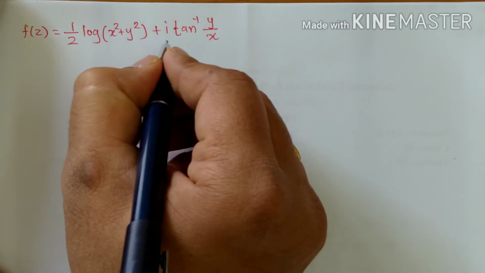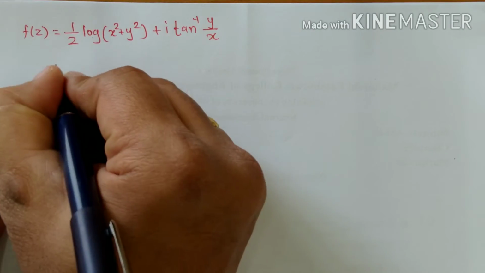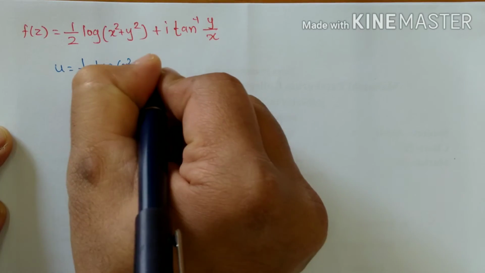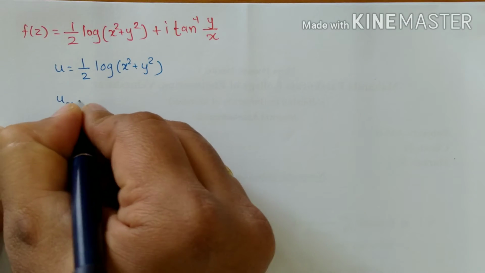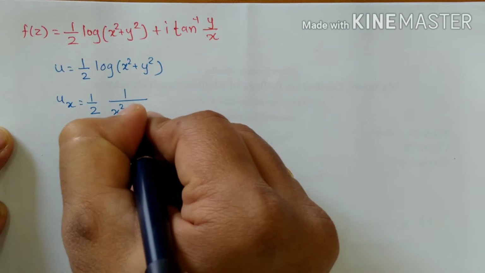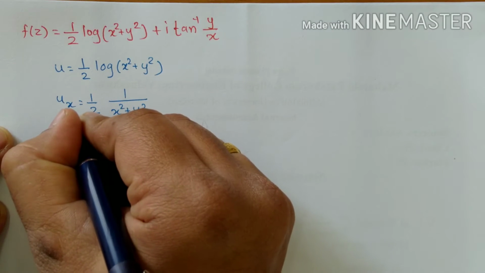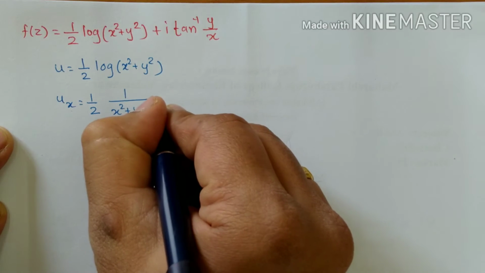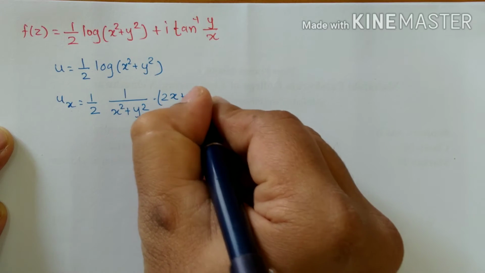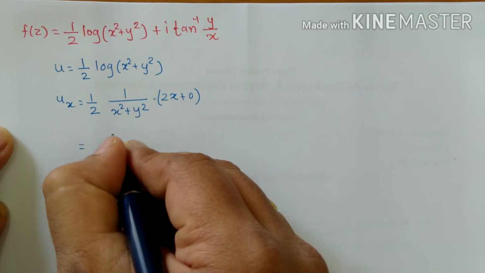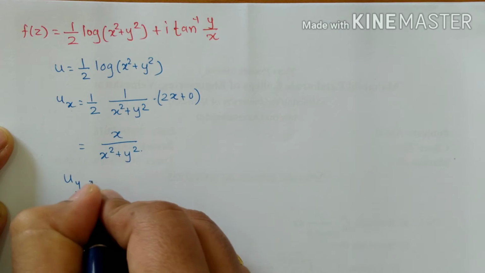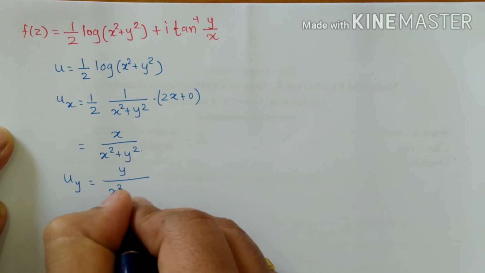Already they have expressed the given function in terms of u and v. So here u is equal to 1 by 2 log of x square plus y square. Now the partial derivative of u with respect to x is: you keep 1 by 2 as it is, the derivative of log is 1 upon x square plus y square, and as I am taking the partial derivative with respect to x, the entire term will be differentiated with respect to x. The x square derivative is 2x and the y square derivative is 0. So this 2 and 2 get cancelled, we get x upon x square plus y square. Similarly, uy is y upon x square plus y square.